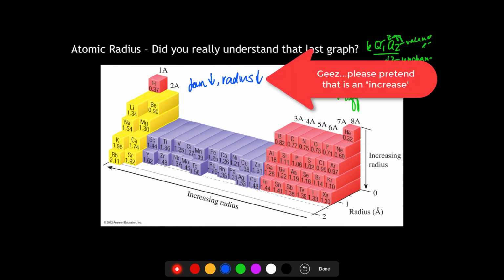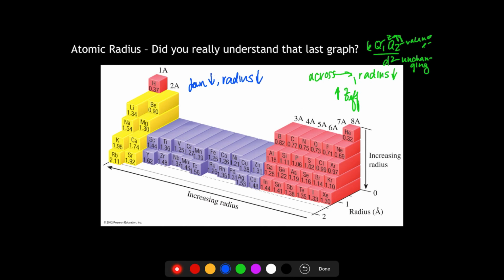Radius increases. And so here, when we talk about the radius increasing, if we think very thoughtfully about what we just said in the previous section, we said that Z effective increases going down a group. So can that be part of our explanation here? No, because that's actually contrary. So Z effective increases, but for some reason the radius still gets bigger.